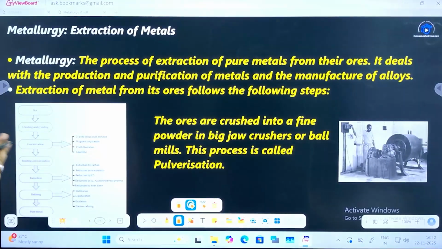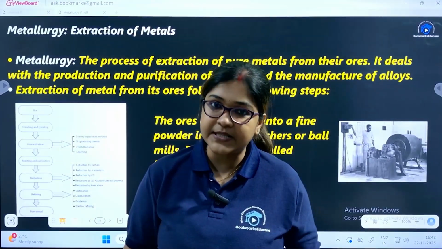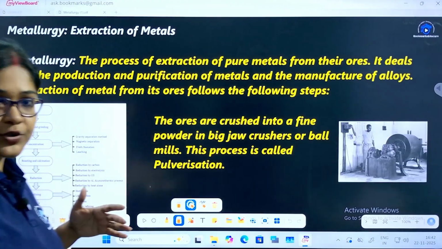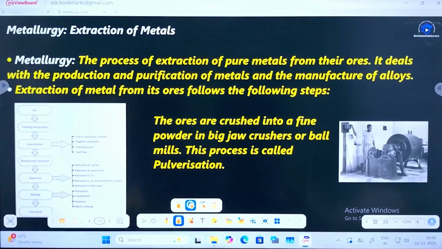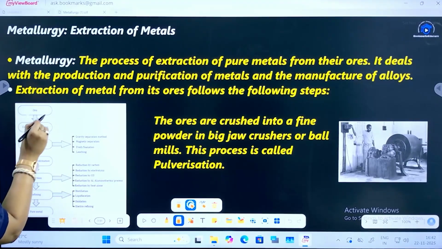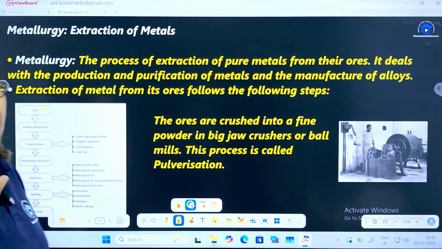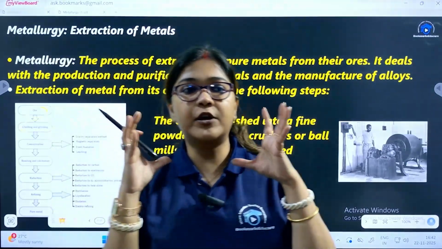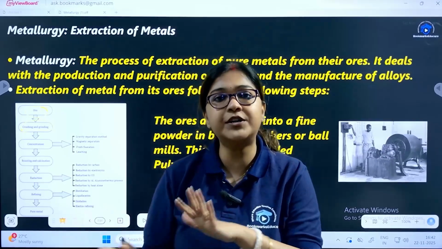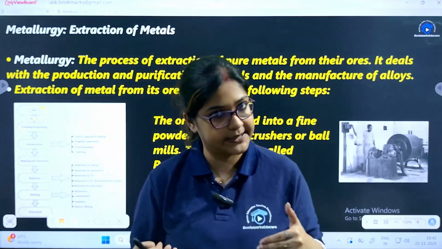In any production, there should be different steps. So in order to extract a metal from its ores, there are certain steps. The first step, as you can see here, is crushing and grinding. The ore is a macroscopic or big particle, so in order to extract the pure metal, you first have to crush or grind the ore into finely divided particles.